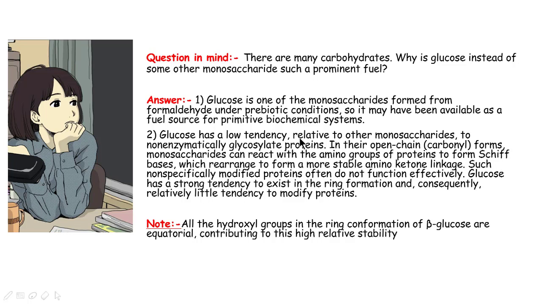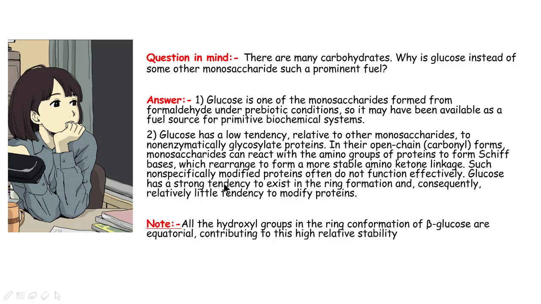Glucose has a low tendency, relative to the other monosaccharides, to non-enzymatically glycosylate proteins. In their open chain carbonyl form, monosaccharides can react with the amino groups of proteins to form Schiff bases. These are compounds which are used as ligands to form coordination complexes with metal ions, which rearrange to form a more stable amino-ketone linkage. Such non-specifically modified proteins often do not function effectively.